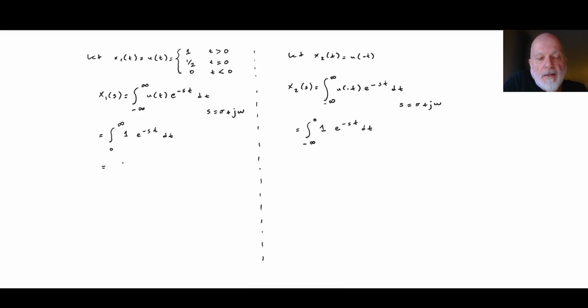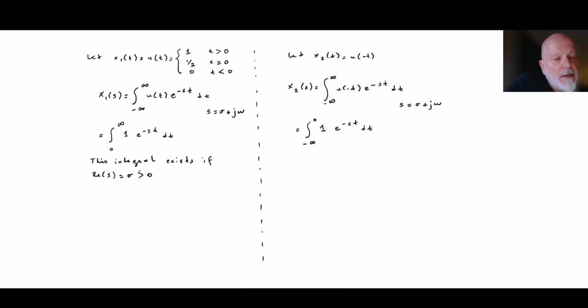So, this integral is convergent, or this integral exists, if real part of s, which is equal to sigma, is positive. So we will have a decaying exponential, and when t tends to infinity, e to minus sigma t will tend to 0 if sigma is chosen to be positive.